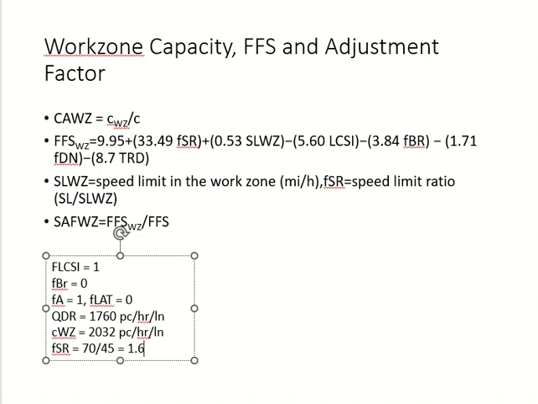1.6. SLWZ is speed limit of the work zone. LCSI we already know. FPR we know. FDN we know. TRD is given: total ramp density 3 ramps per mile. What is the free flow speed of the work zone?